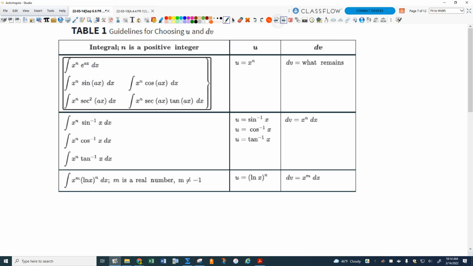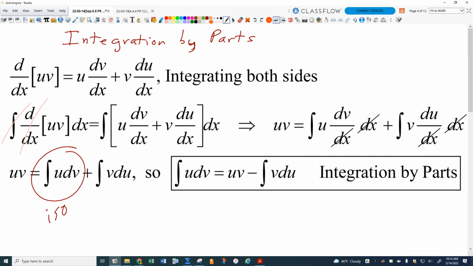way the heck back here, where is it? Right there, right? Because of this, right? When we solve for the integral of u dv, I just have to subtract that term to the other side.